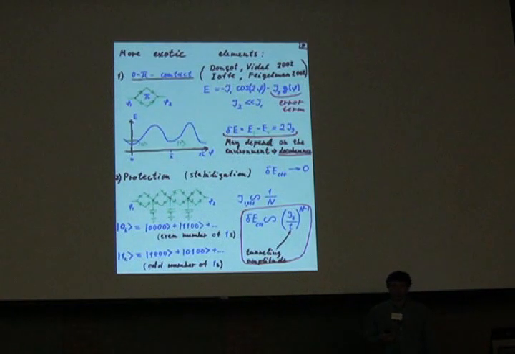So we increase the operating energy or operating frequency of our device and gain protection from errors. The gain is exponential, and the cost is only polynomial. That's the general idea.